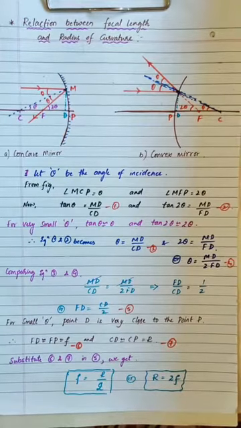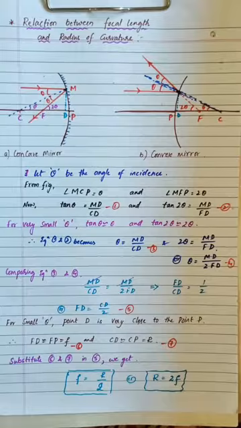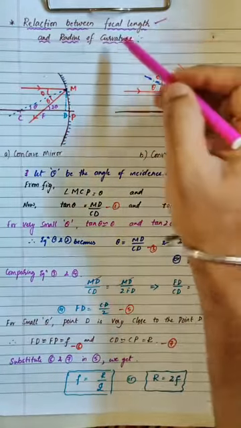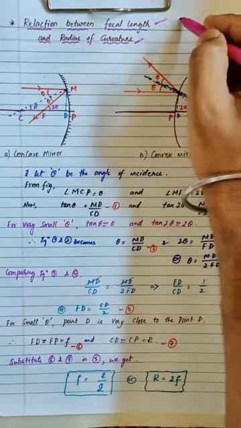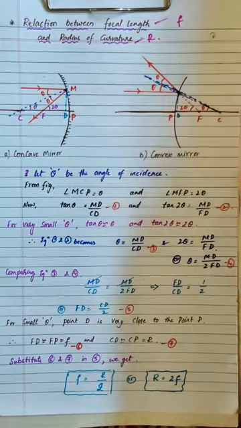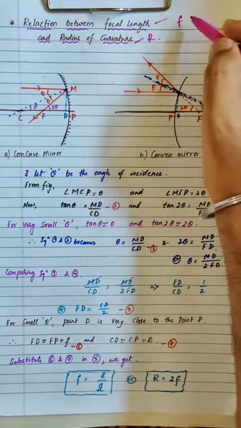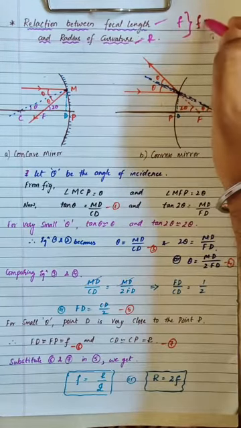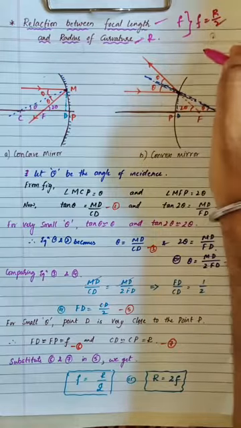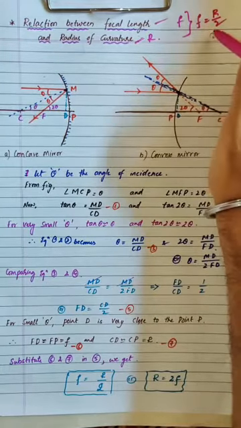Hi students, in this video we are going to derive the relationship between focal length and radius of curvature. So, focal length and radius of curvature. What is the relation between F and R? Assuming we already know this, I am going to write F is equal to R by 2, or R is equal to 2 times F. This particular thing we are going to derive in today's video.